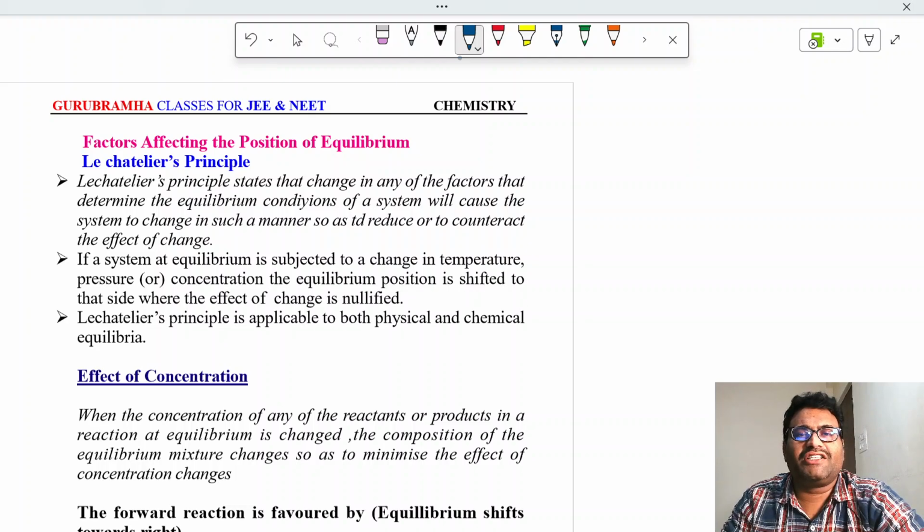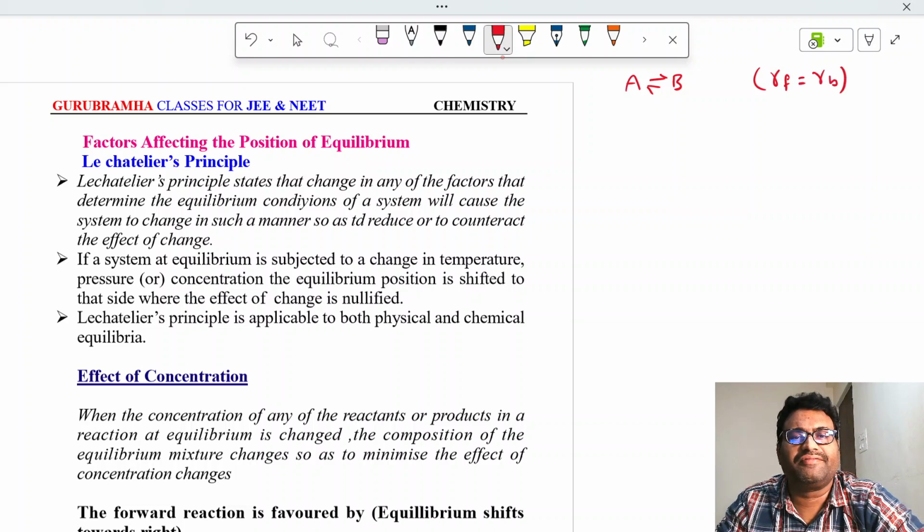For which type of reaction is equilibrium attained? For a reversible reaction. So let us take a reversible reaction, A gives rise to B. When can we say that this reversible reaction has attained equilibrium? Already we have studied that when the rate of forward reaction is equal to the rate of backward reaction, this reversible reaction is in equilibrium. And this equilibrium position or equilibrium state of a reversible reaction is determined by some factors.